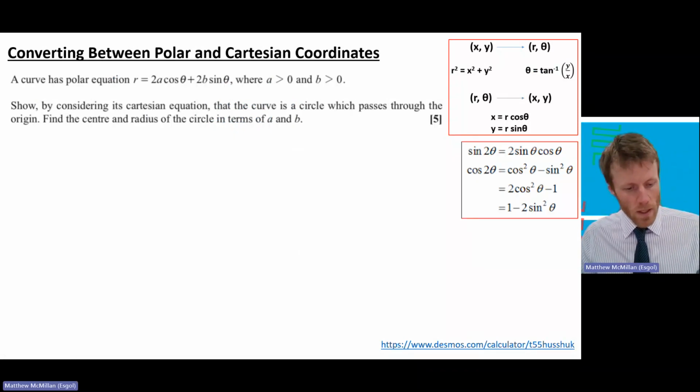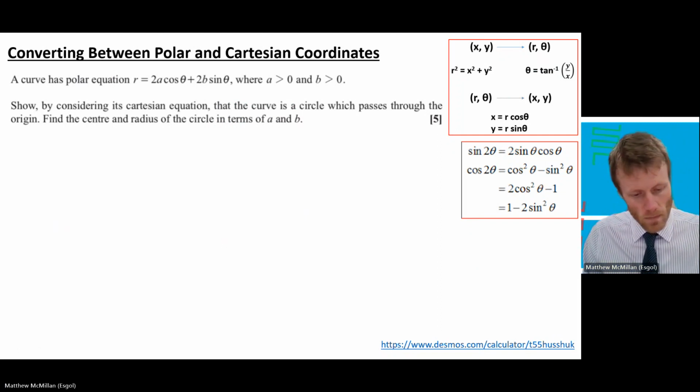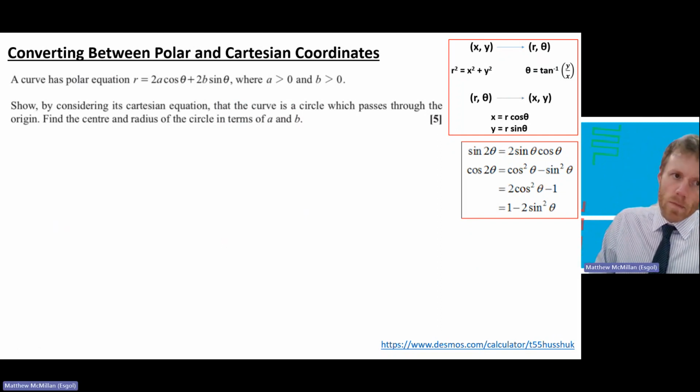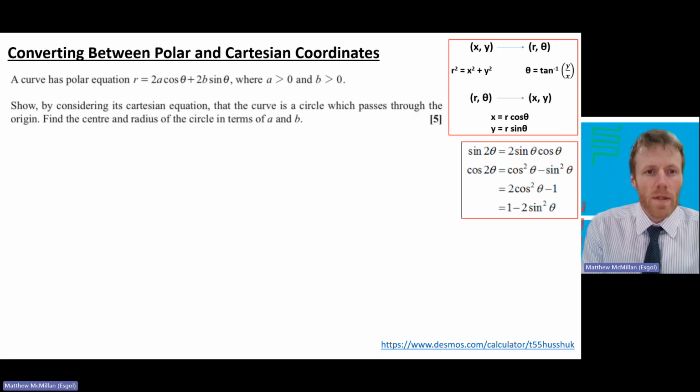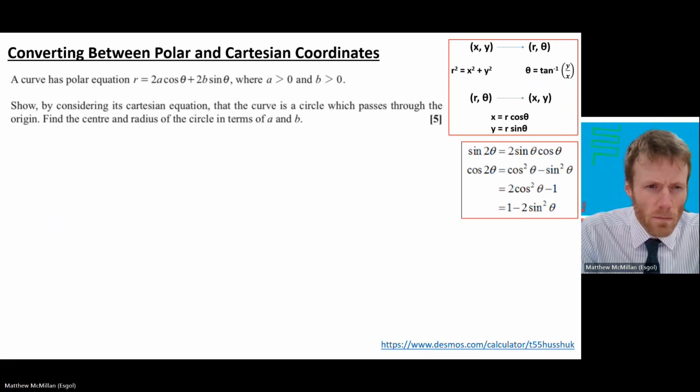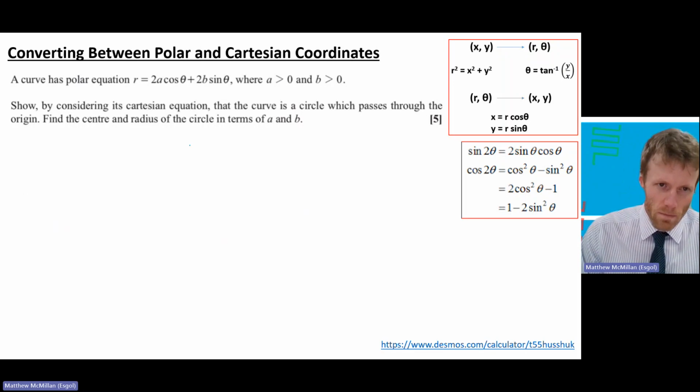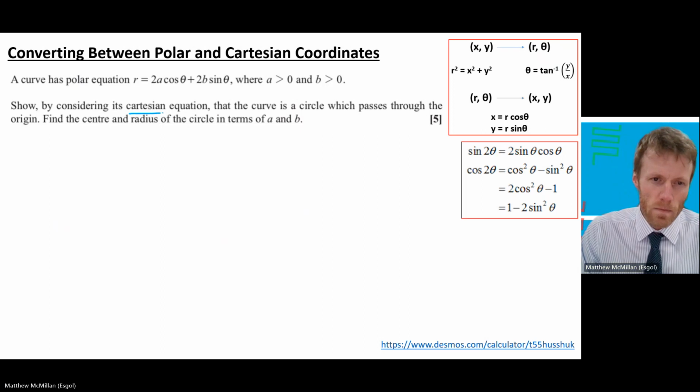Now let's take a look at an exam question involving this. So we've got a curve with this polar equation, and show by considering its Cartesian equation that the curve is a circle which passes through the origin. So I guess it's telling you to start with find the Cartesian equation.